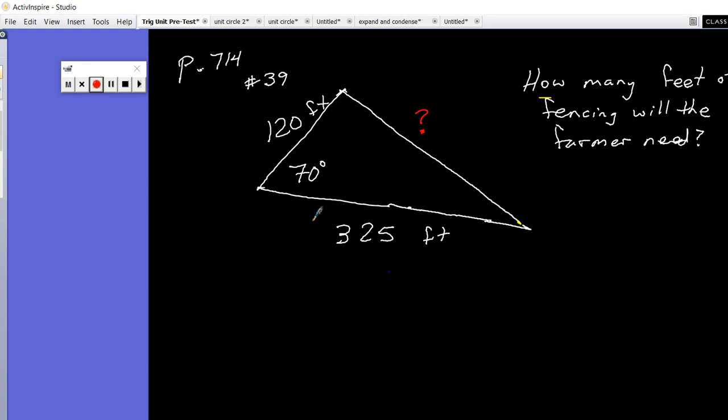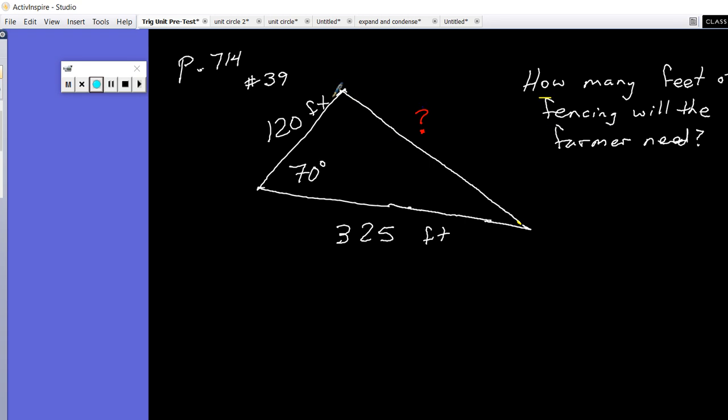All right, page 714, number 39. It says, a farmer wants to fence a piece of his land. Two sides of the triangle field have lengths of 120 and 325 feet. The measure of the angle between those sides is 70 degrees. How much fencing will the farmer need?